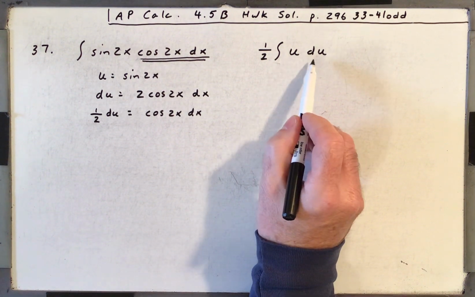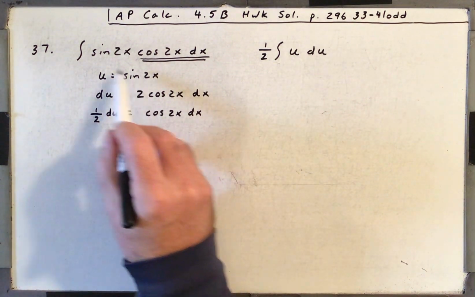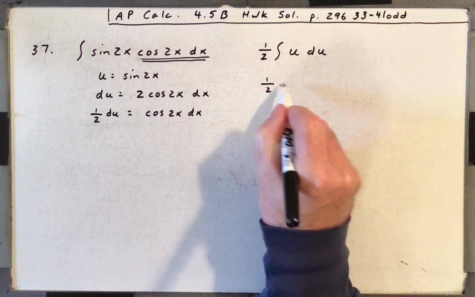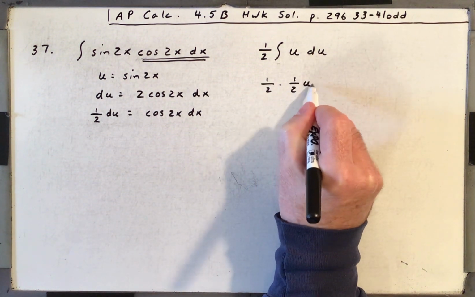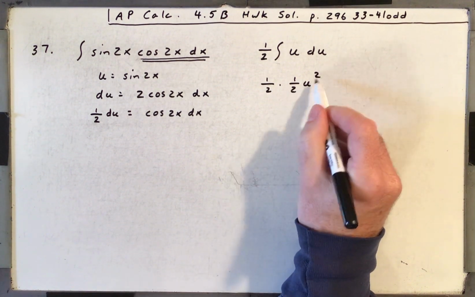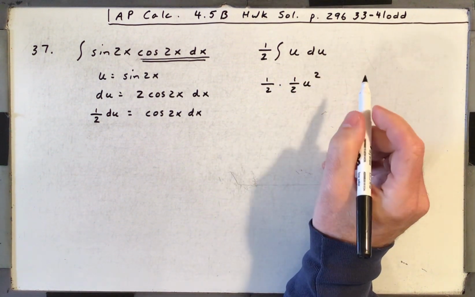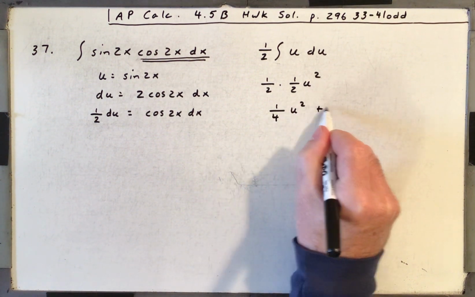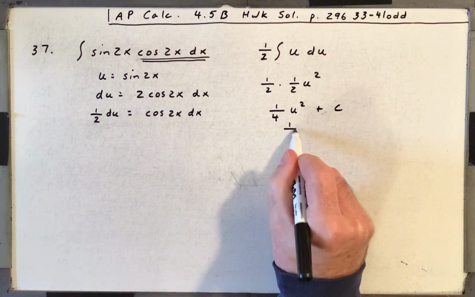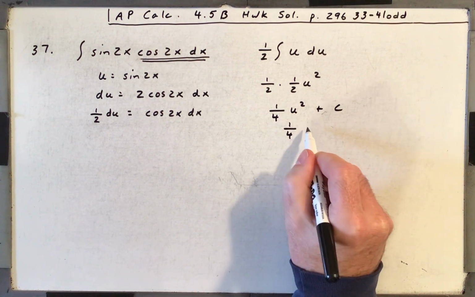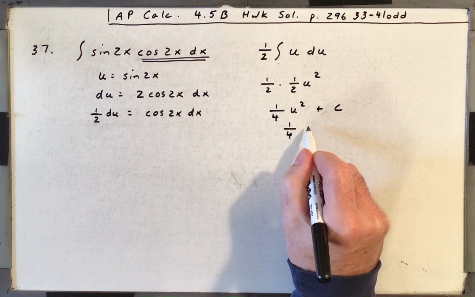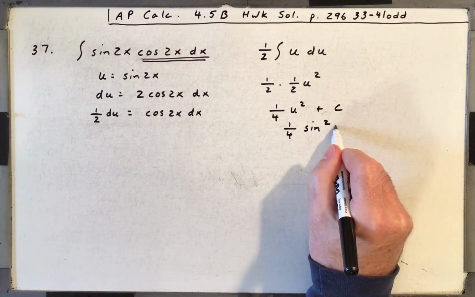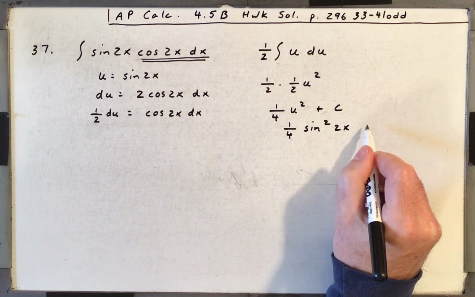So it's not sine u this time. The whole trig function sine 2x is u. So that's going to be 1/2 times 1/2 u squared, because the derivative of 1/2 u squared is u. So that's going to be 1/4 u squared plus c. So that's 1/4. And then u is sine 2x, right? So sine squared 2x plus c.